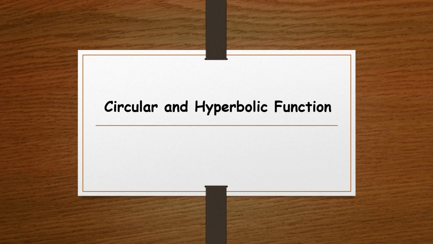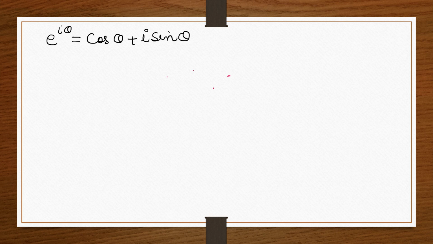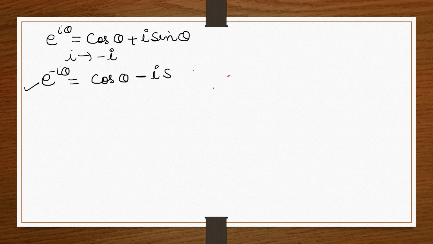Okay guys, in this lecture we are going to discuss circular and hyperbolic functions. We have already done one Euler theorem which states that e power iota theta equals cos theta plus iota sin theta, right? Similarly, if you want to find e power minus iota theta, just change iota to minus iota on both sides. So you'll get e power minus iota theta equals cos theta minus iota sin theta.